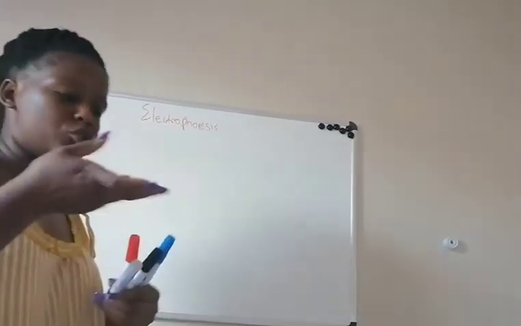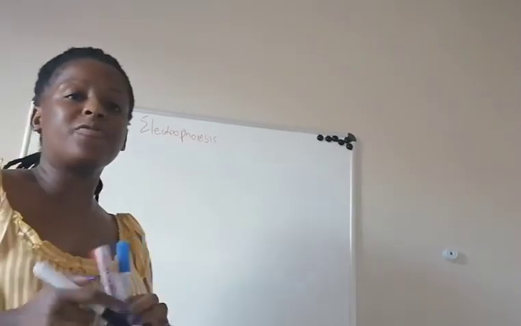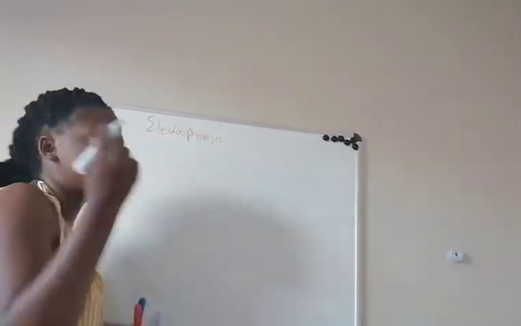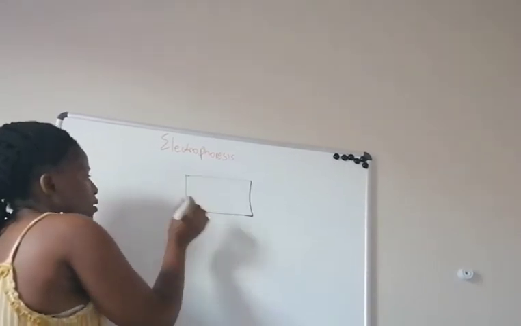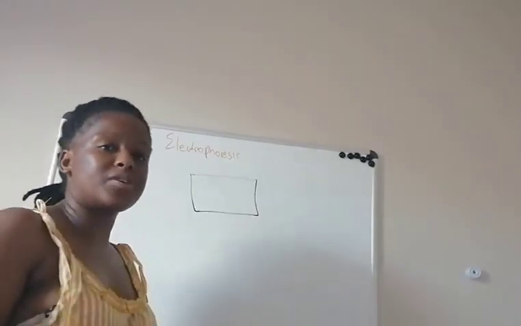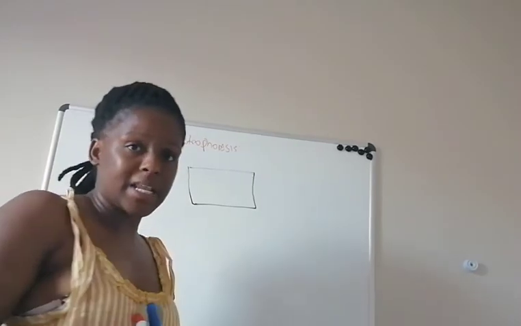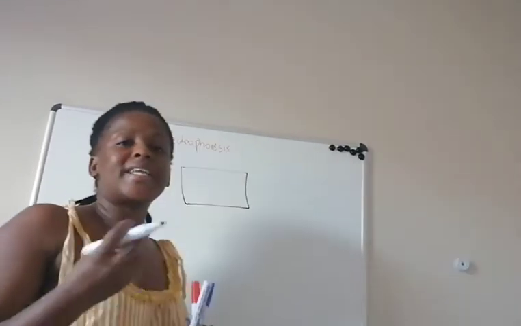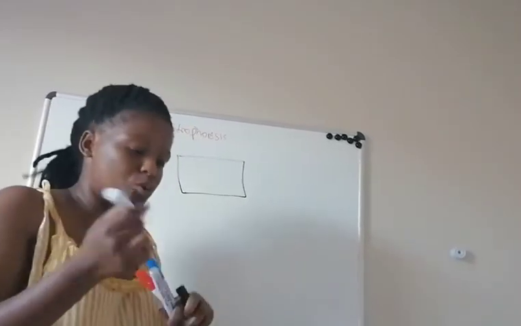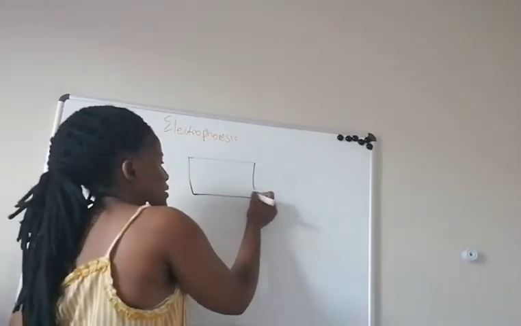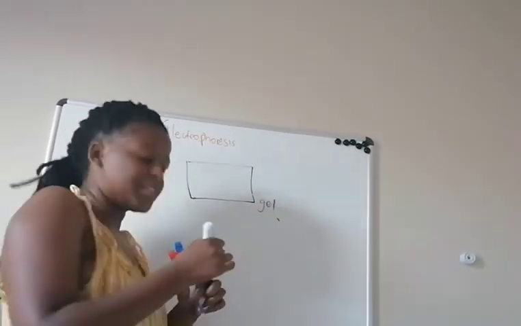So basically what usually happens in your electrophoresis apparatus, what you need mostly, you need gel, because mostly with protein electrophoresis, we use gel electrophoresis. So that gel can either be agarose gel or cellulose acetate gel. Those ones are the mostly used ones. So that will be a gel.